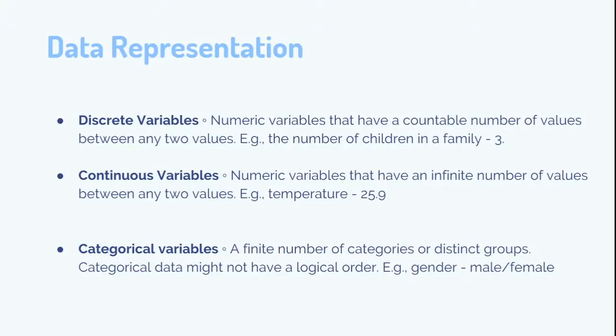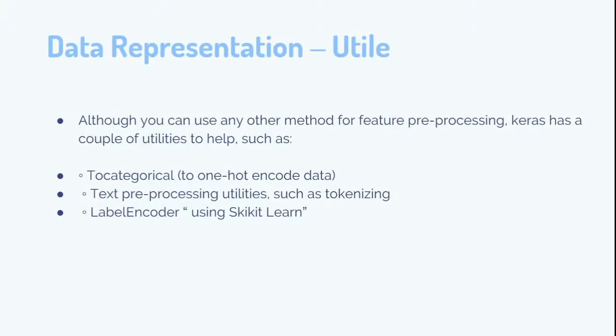Another type of data representation is the categorical variable. For example, if you take gender, they will give us male or female. We need to convert those categorical variables into 0 or 1. For that purpose we are using utils. Utils is for converting into a numerical form. As you can see, we have three ways of converting categorical data, like one hot encode data.